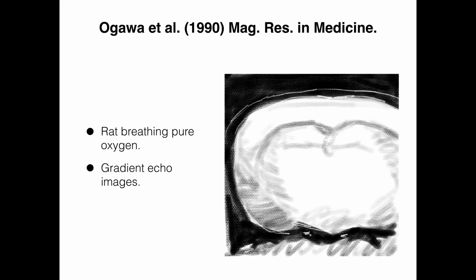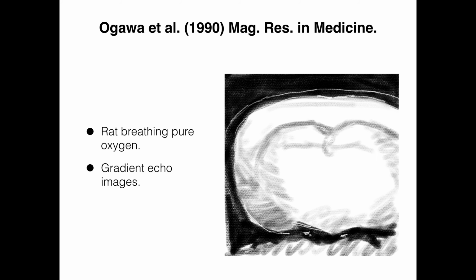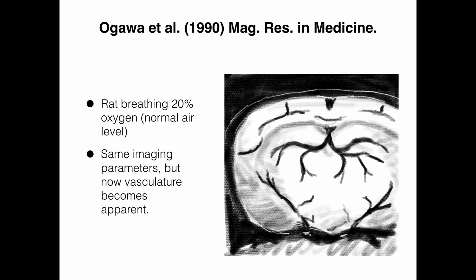So what they did was they had an animal scanner that they could use, a rat breathing pure oxygen, and this is a coronal slice of the rat brain using something called a gradient echo image. And we don't have to worry about gradient echo versus other kinds of images for our purposes here. It's just one way of basically tuning the scanner in order to get good images out of it. The important thing here was that they did a contrast with a rat breathing 20% oxygen. So we have pure oxygen, 20% oxygen. And 20% oxygen is the normal amount of oxygen in air.